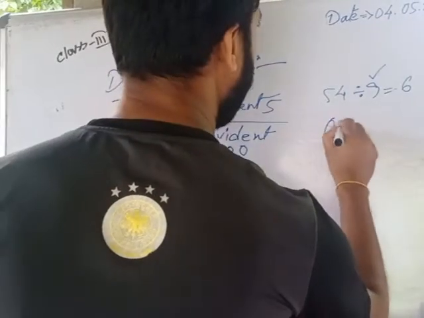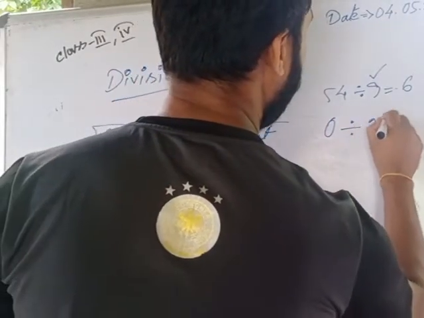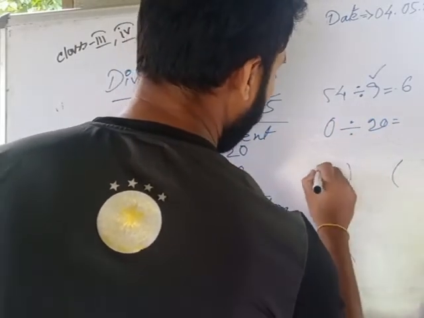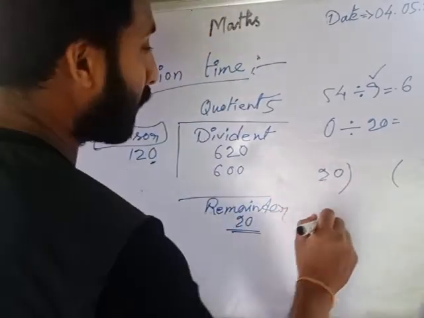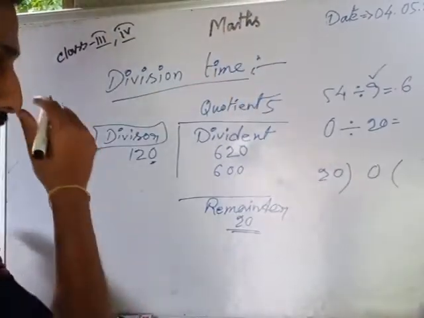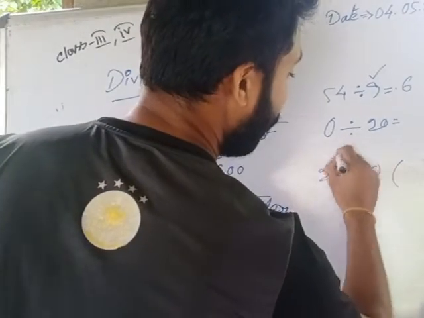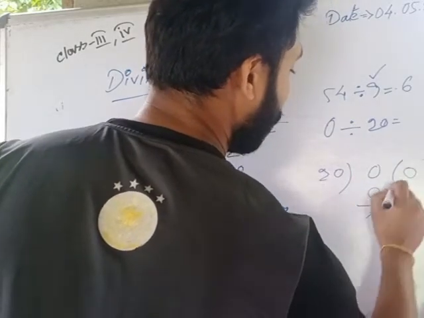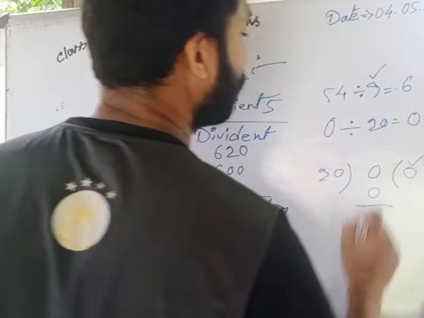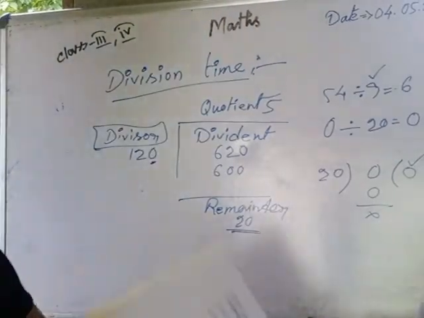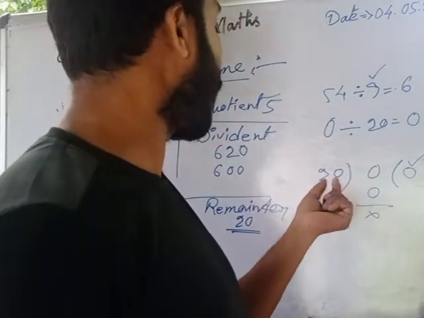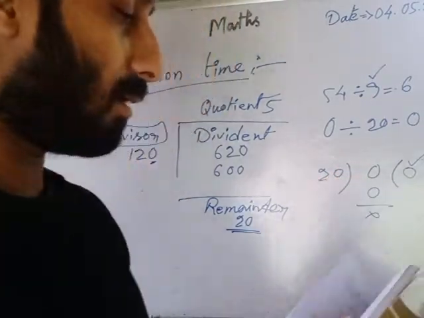Suppose it is 0 divided by 20. That means 20 is the divisor and 0 is the dividend. If 20 is multiplied by 0, that is also 0. So 0 is the quotient. That means if 0 is divided by any number, that is also 0.